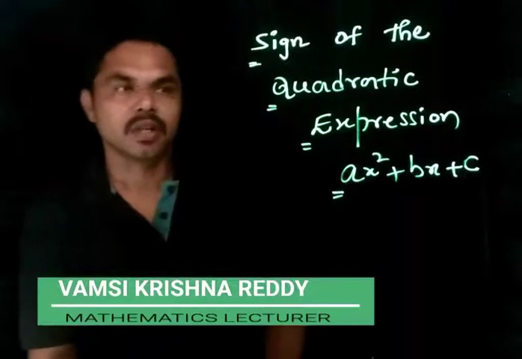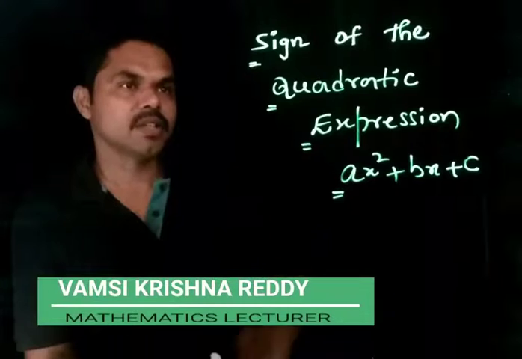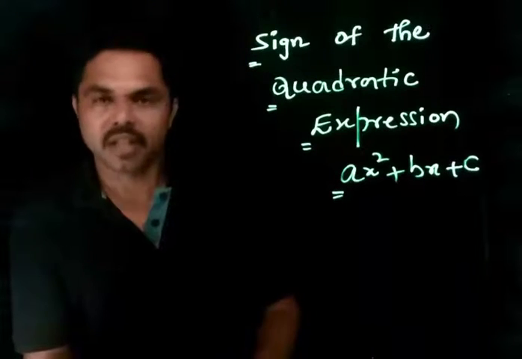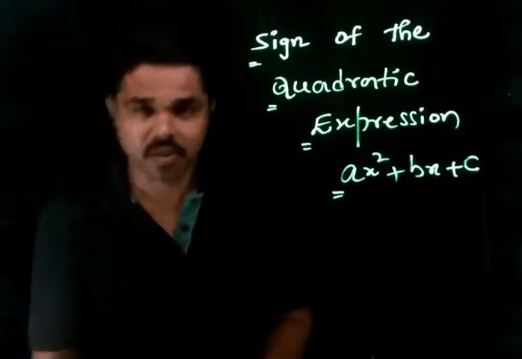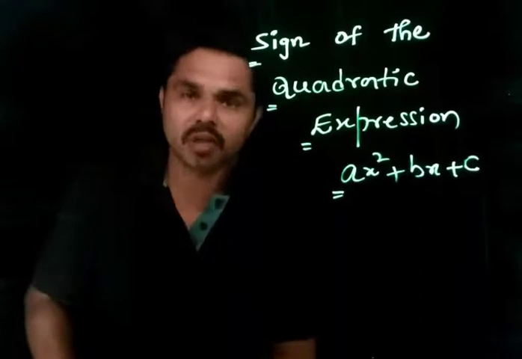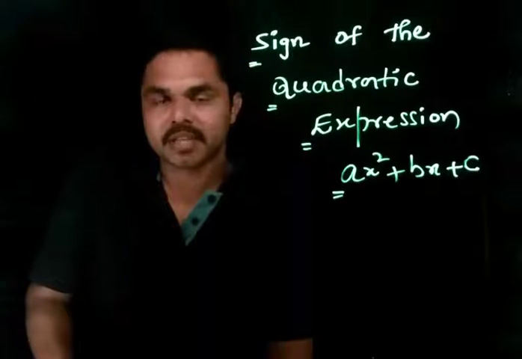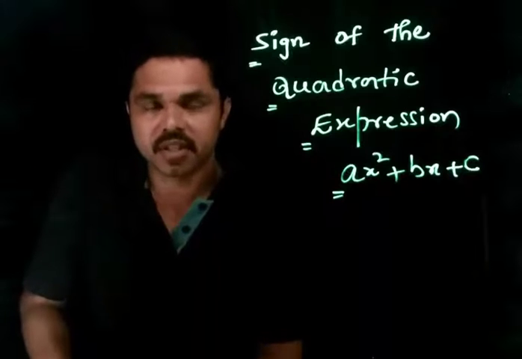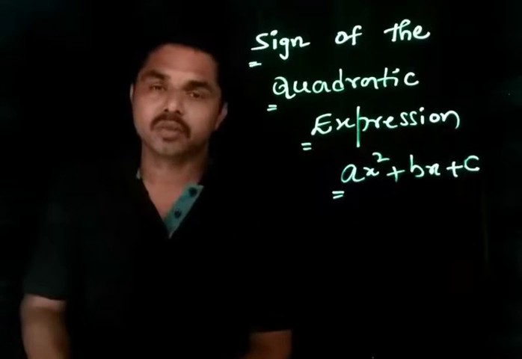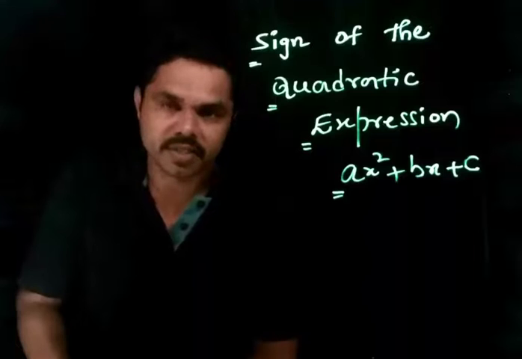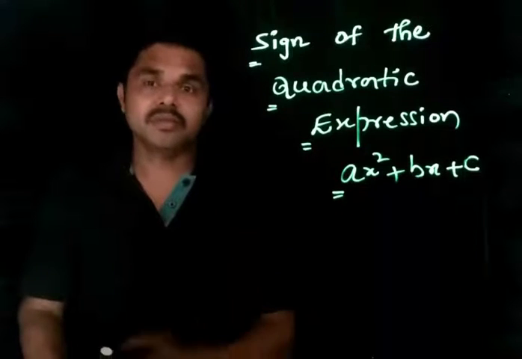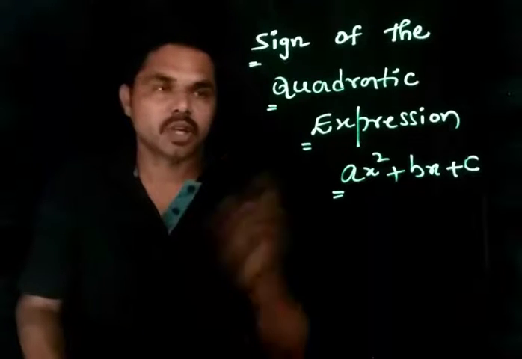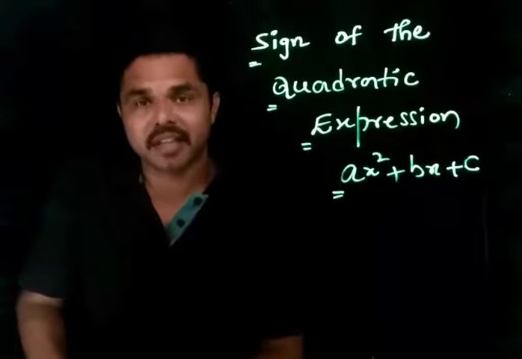In this video, I'm going to explain the concept of the sign of the quadratic expression ax square plus bx plus c. In the previous videos, we already discussed what a quadratic expression is, what a quadratic equation is, how to find the roots of a quadratic equation, the relation between the roots and coefficients of a quadratic equation, and the maximum and minimum value. But in this video, I am going to talk about this concept. Let's get into the topic.